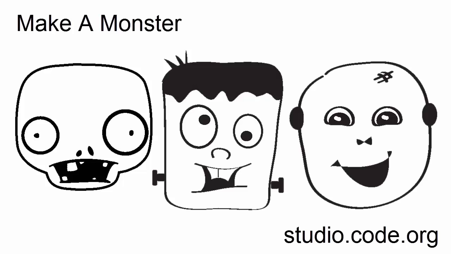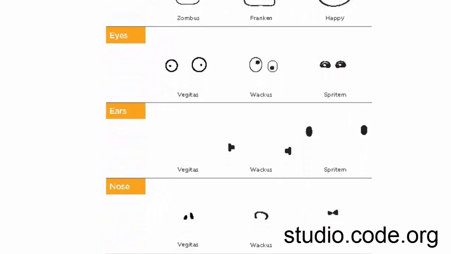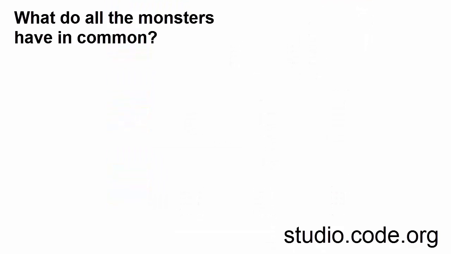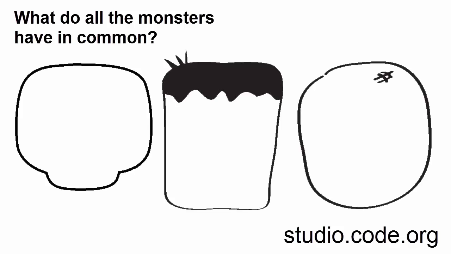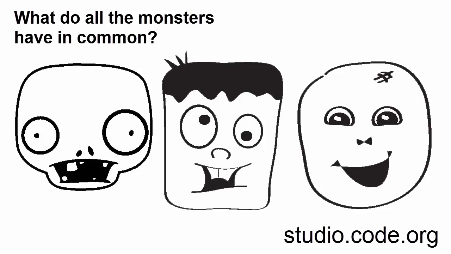Let's continue with another example from the last video, the Make a Monster example. In the last section, we listed patterns or similarities that the different monsters had in common. Here is what we found. What do all the monsters have in common? They all have a head. They all have eyes. They all have a nose. They all have a mouth, and 2 have ears.